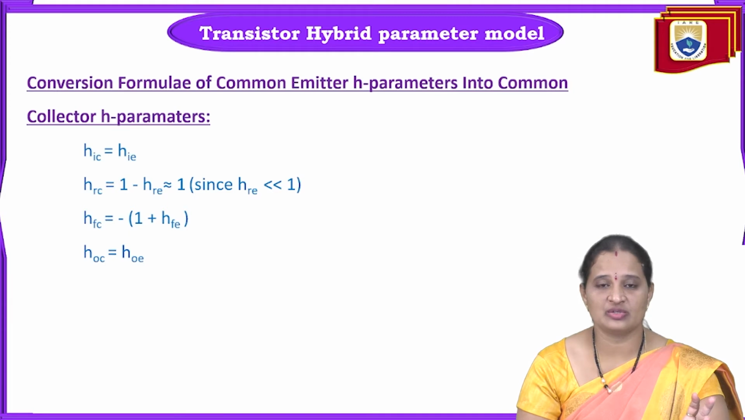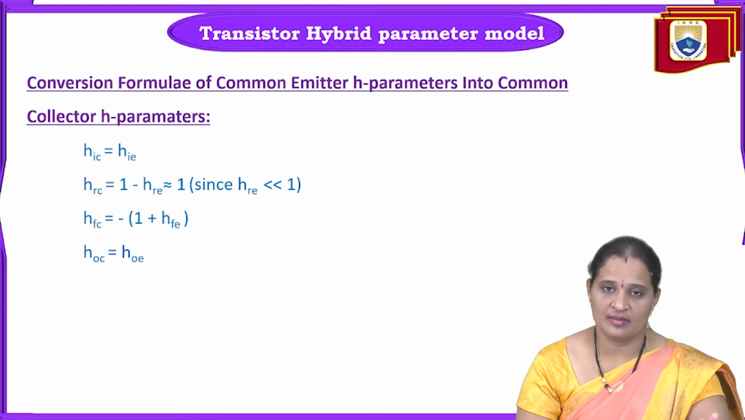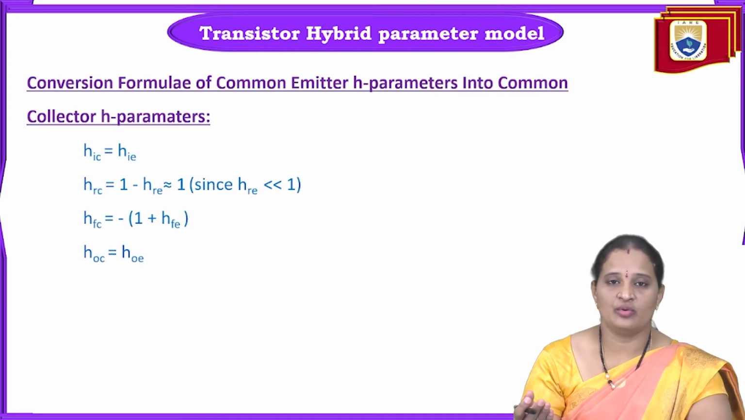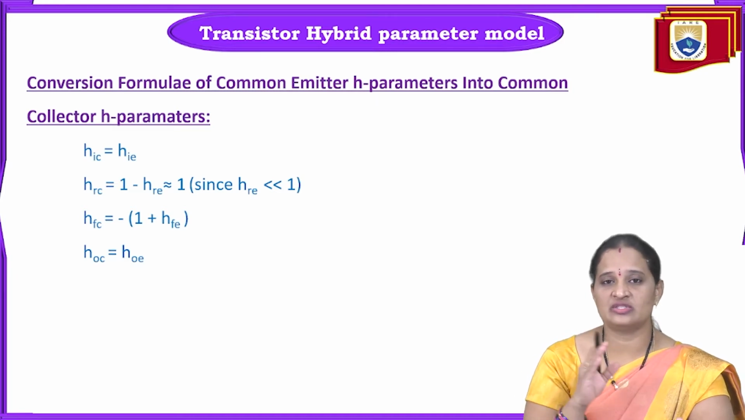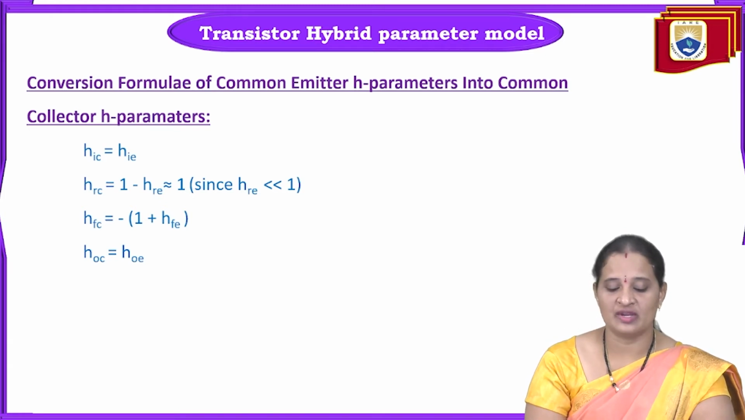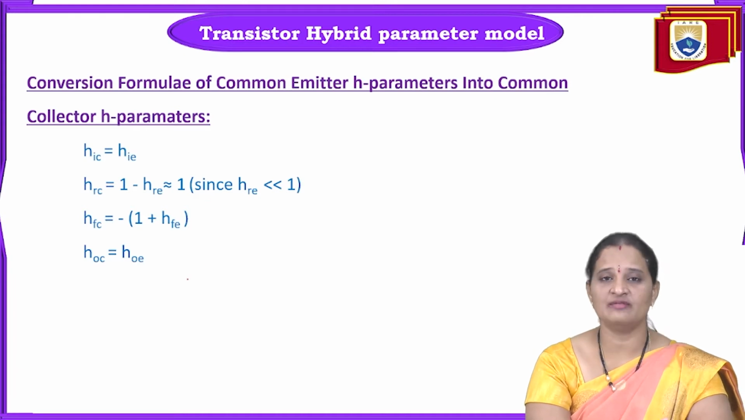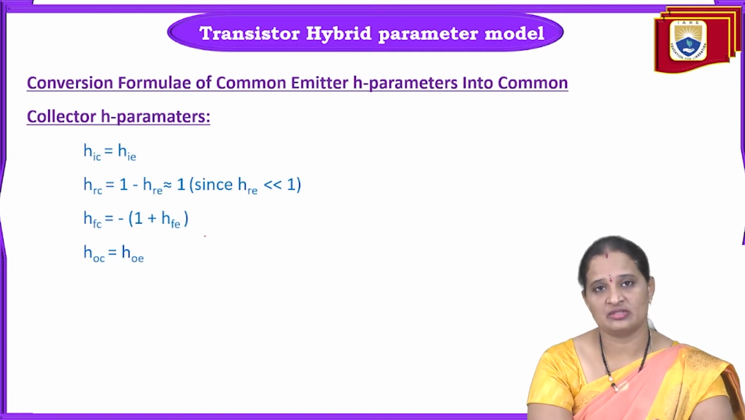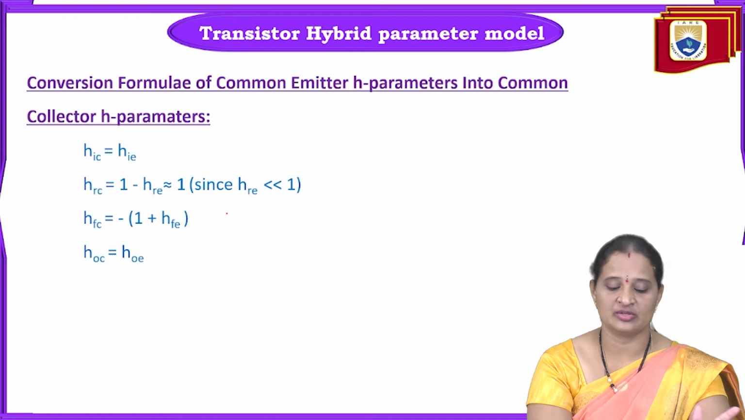If the H parameters are given in terms of common emitter, and I want to analyze a common collector amplifier, then before that, first of all, I should convert the H parameters of the common emitter configuration into common collector. For that, we have the conversion formulae. These are the conversion formulae to convert common emitter H parameters into common collector H parameters. These are the formulas that we need to remember here.